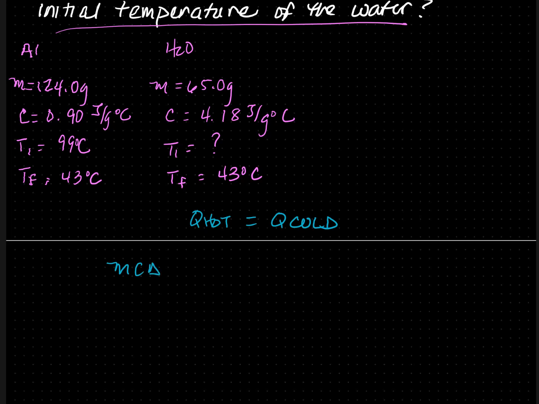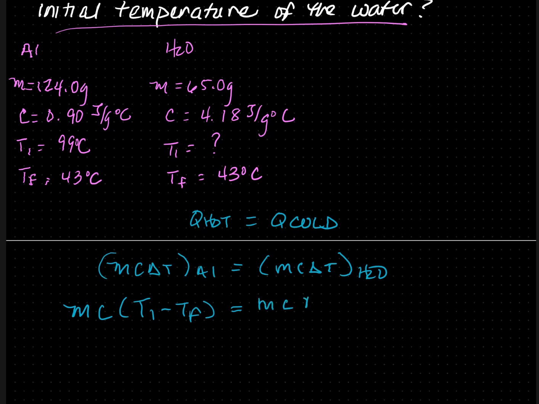Expanding the equation is MC delta T of the aluminum. This is equal to MC delta T of the water. I'm going to expand the aluminum side. This is going to be MC. Since aluminum is the hot, we have to switch our temperature to distribute the negative sign. So this is T initial minus T final. On the right side for the water, the math is going to be easier if you leave it as MC delta T, and we're going to solve for the delta T. You could already expand it out, but the math is a little bit harder if you do that. So it's easier if you leave it as delta T.